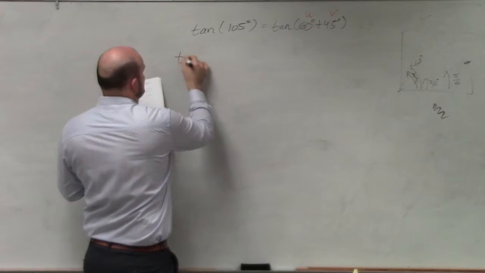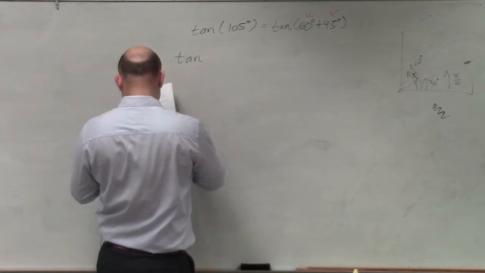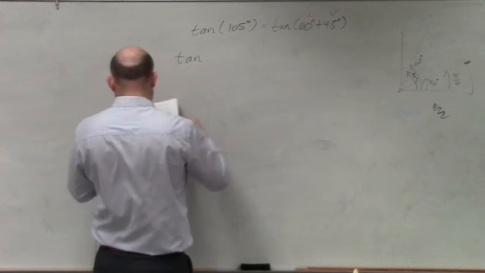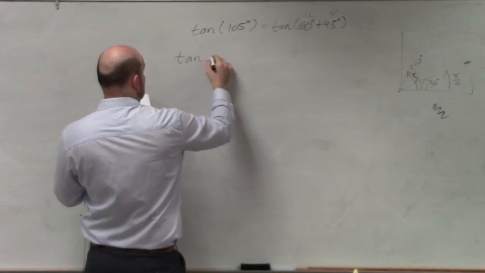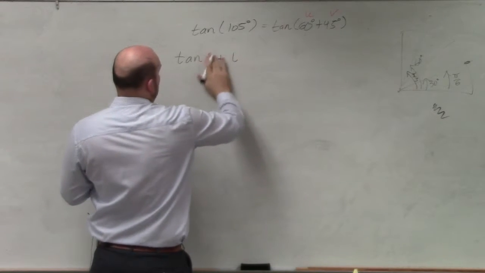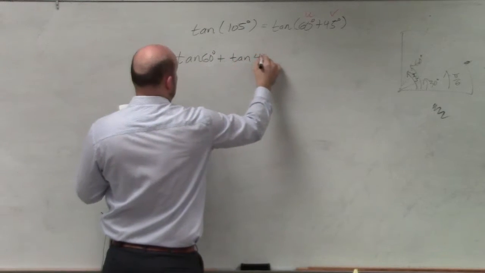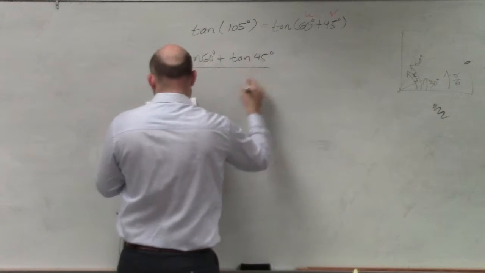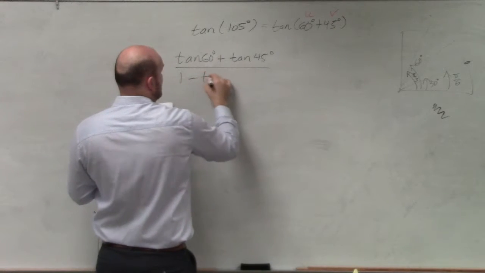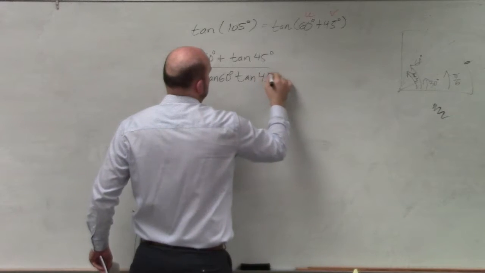So I'm just going to write it in here. So therefore, this is now equal to the tangent of u plus v. So it's going to be the tangent of u plus the tangent of v: tangent of 60 degrees plus the tangent of 45 degrees, all over 1 minus the tangent of 60 degrees times the tangent of 45 degrees.